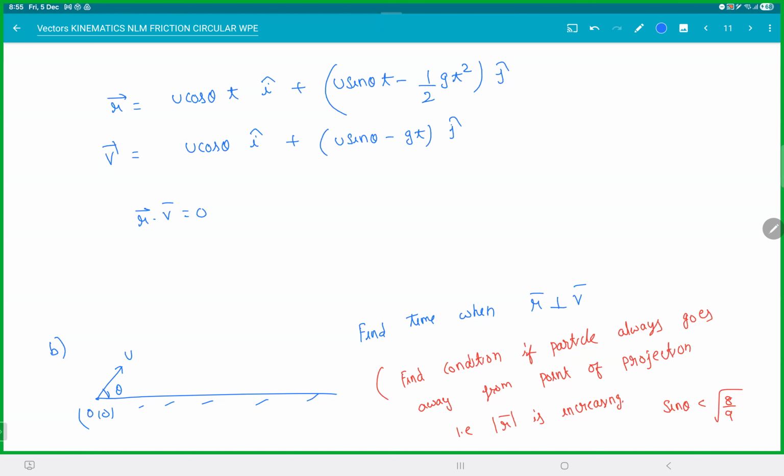And do remember that condition. If R bar is always increasing, you should throw with an angle of less than sine theta equals 8 by 9. That's the result. You can check out the notes for derivation.